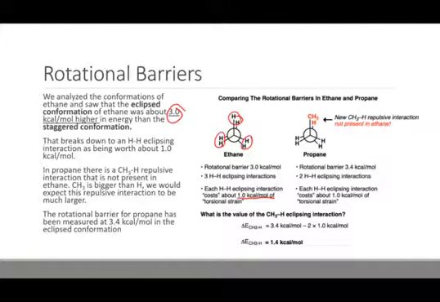Propane is larger. There's an additional methyl group on it, as we showed. Now, if you have an eclipsed version of propane, instead you have a methyl group that is repulsing with a hydrogen group. The methyl group is bigger than the hydrogen, so we'd expect that this repulsion interaction would actually be much larger. In this case, we know that the rotational barrier for propane is measured at a total of 3.4 kilocals per mole.